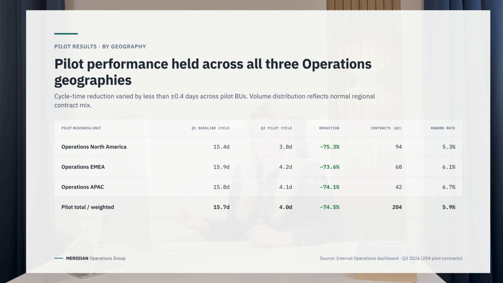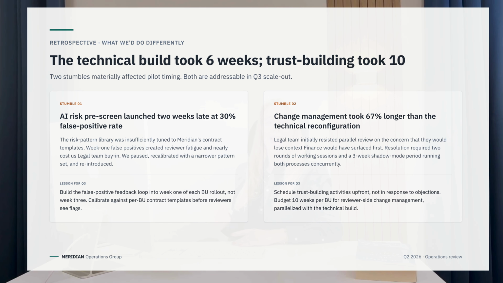Meridian voice rules said data tables and charts dominate, no hero imagery. This is exactly the rule, enforced. Well, slide 8, the retrospective. And this is the slide that earns the entire deck. The technical build took 6 weeks. Trust building took 10. That's an action title that's not a victory lap.